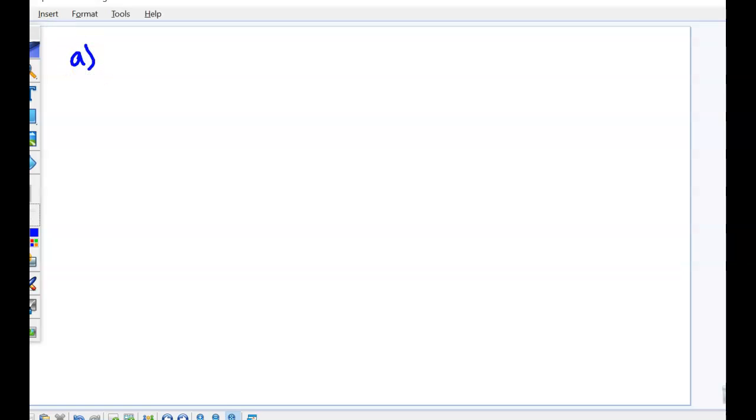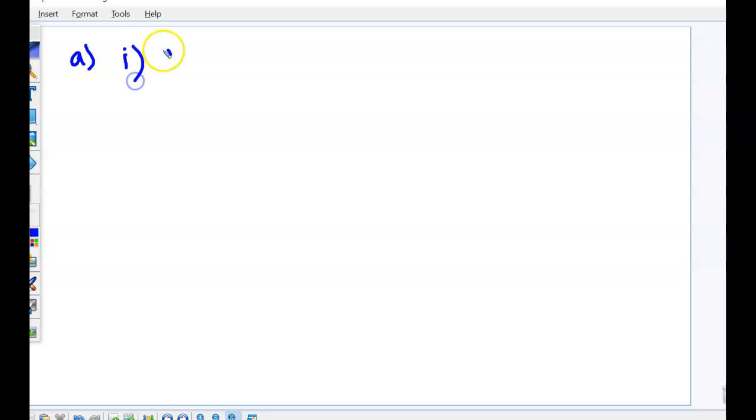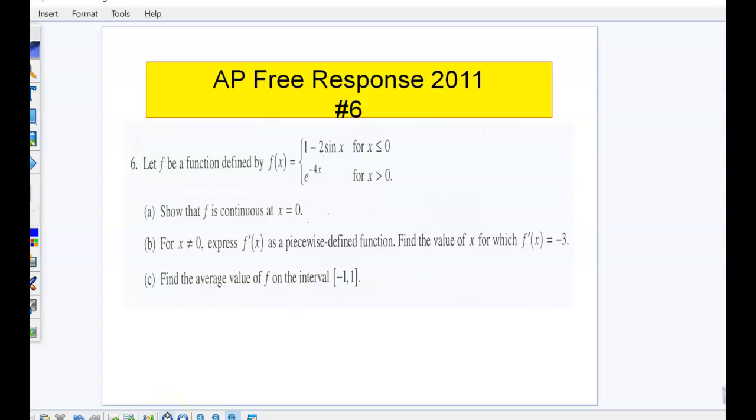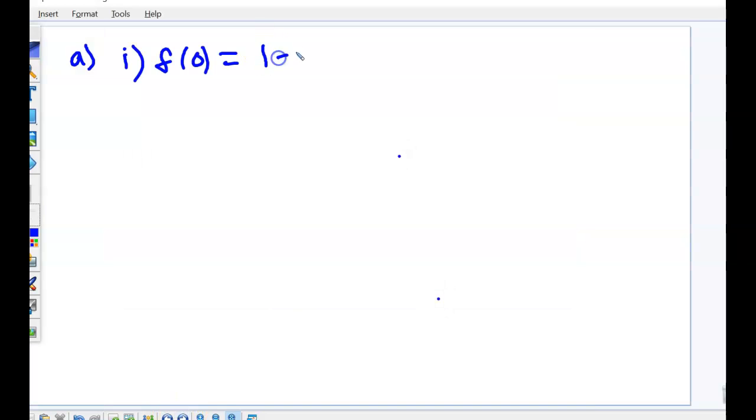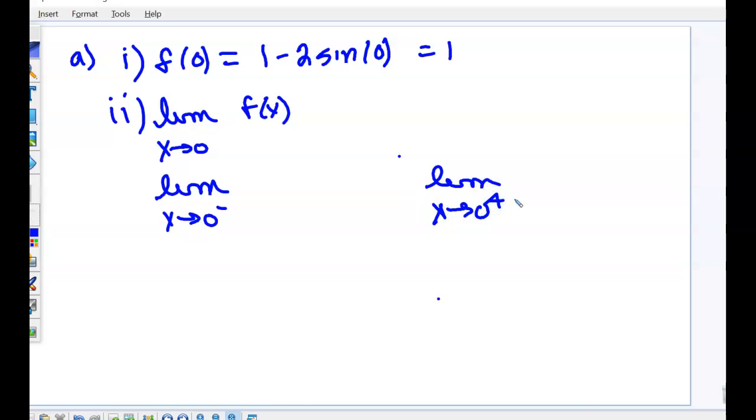First of all, we're asked to figure out, is it continuous at 0? So I have to figure out if there's a value of the function at 0. I would use the top function to do that, so it would be 1 minus 2 times 0, which is 1. And then I'd have to show that there's a limit as x approaches 0 of this function. Because it's a piecewise function, I'm going to have to do the limit as x approaches 0 from the left, and the limit as x approaches 0 from the right.